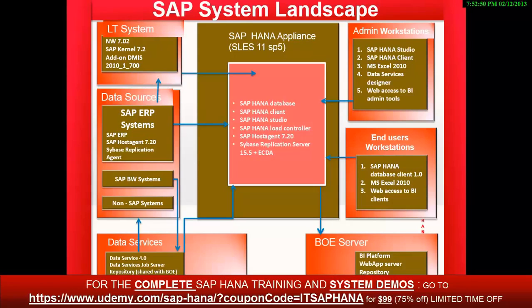Here, this is for SAP HANA's Service Pack 5. The version is 1.0 for SAP HANA. So this is the core component which we call the HANA appliance.